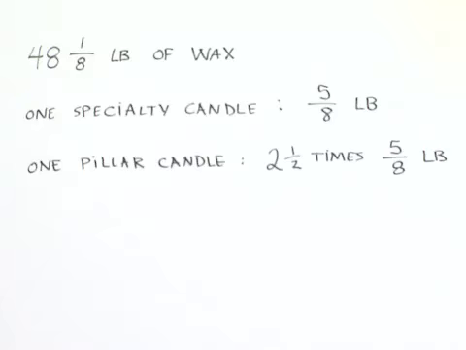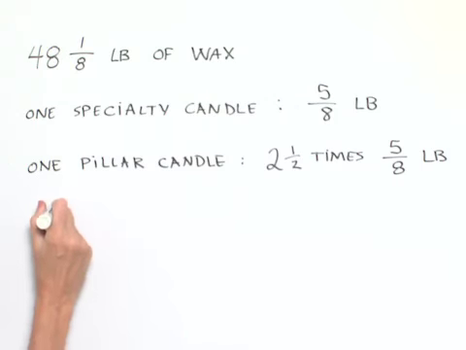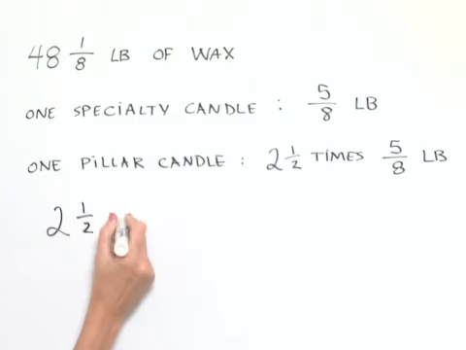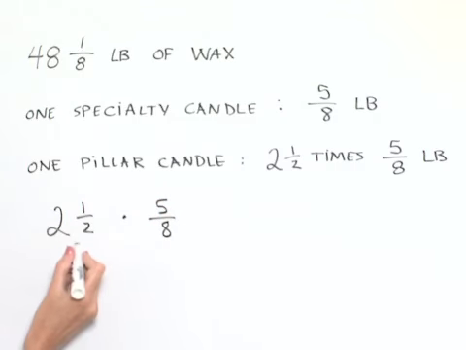The second part of the problem tells us that to have one pillar candle requires 2.5 times the amount of wax of one specialty candle. That means we're going to have 2.5 times 5/8 pound, which requires us now to take 2.5 and multiply that times 5/8. We're going to change 2.5 into an improper fraction.